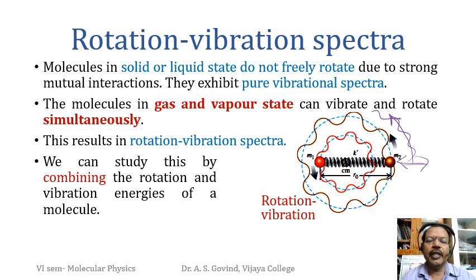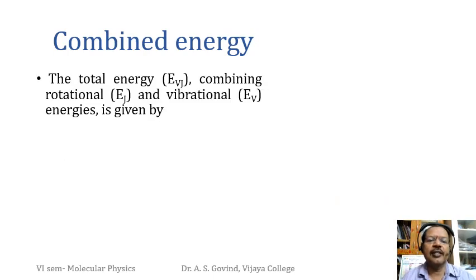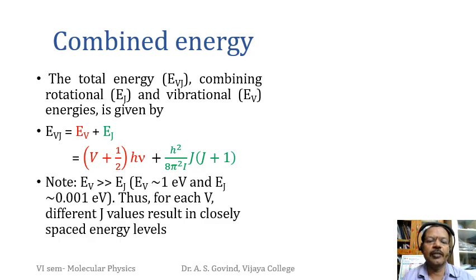Now, how to study that? We can study this by combining whatever we have already studied under pure rotation and pure vibration. So the first step is to calculate the combined energy. Total energy is denoted as EVJ, combining rotational EJ and vibrational EV energies. And we have already calculated EV and EJ. So when you substitute vibration and rotation equations, you will get this total. V and J are the corresponding quantum numbers.